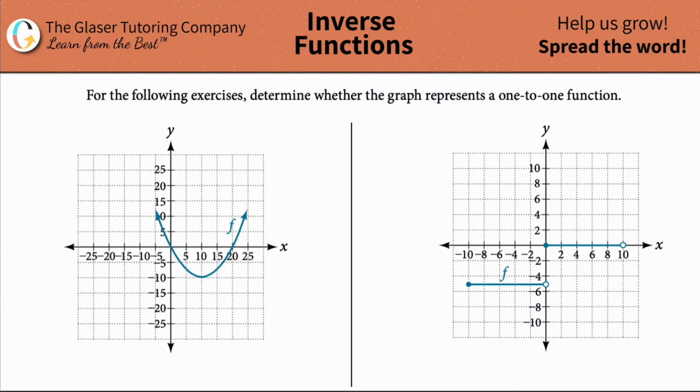For the following exercise, determine whether the graph represents a one-to-one function. All right, so this is actually going to be very, very straightforward. In order to determine whether a function is one-to-one, you're going to use something known as a vertical line test.